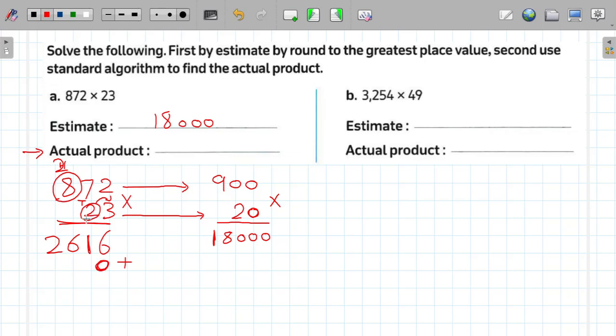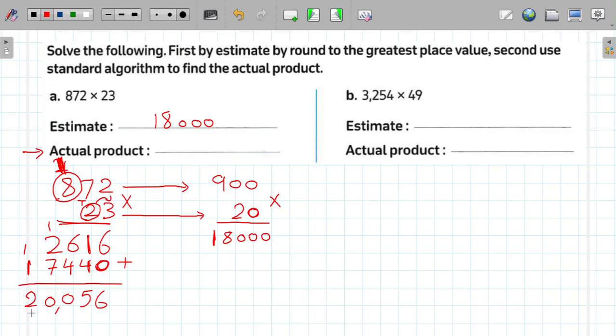Next I will multiply by 2. 2 times 2 equals 4. 2 times 7 equals 14. So I will write 4 and carry 1. 2 times 8 equals 16, and 16 plus 1 equals 17. So I will write 17. I will add them together. I have 6 plus 0 equals 6. 1 plus 4 equals 5. 6 plus 4 equals 10. So I will write 0 and carry 1. 1 plus 2 plus 7 equals 10. So I will write 0 and carry 1. 1 plus 1 equals 2.